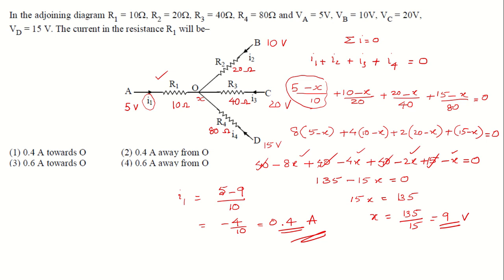But you should know the meaning of the minus sign. While solving the problem, it was assumed that I1 takes the direction from A to O, but we proved that it is not the right one. The reason is that we get the value as negative. That means it must be away from O. So we can say the answer is the second one. A good question, a good concept, a very important one.